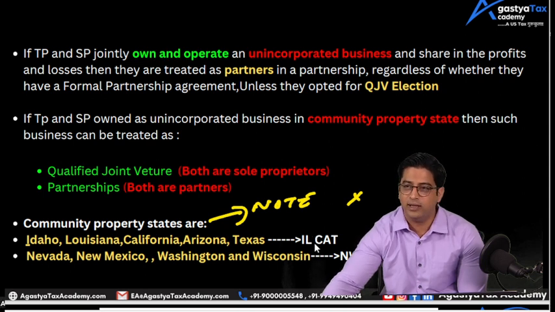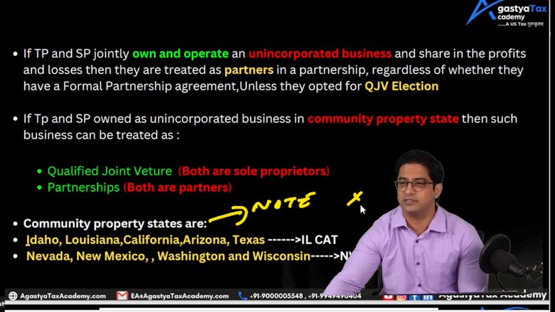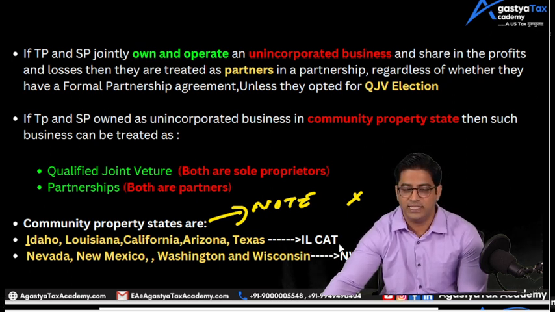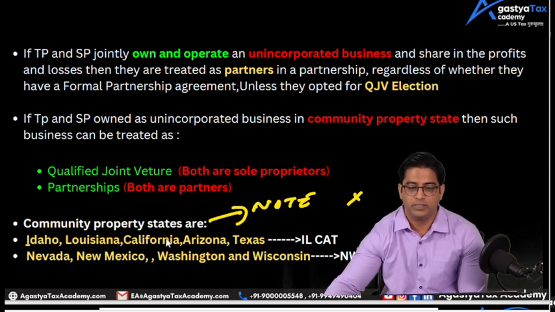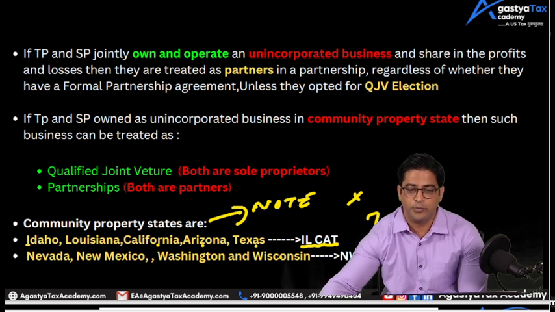ILCATNW. Some crazy acronym. Community property states are the states which love the cats. Just remember it like that. What is I? Idaho. L, Louisiana. C, California. A, Arizona. T, Texas. I love cat. Next, NW, you can remember as now. I love cats now. What is N? Nevada. Next, New Mexico, Washington, and Wisconsin. These are called community property states.